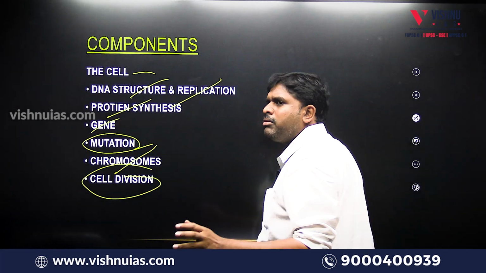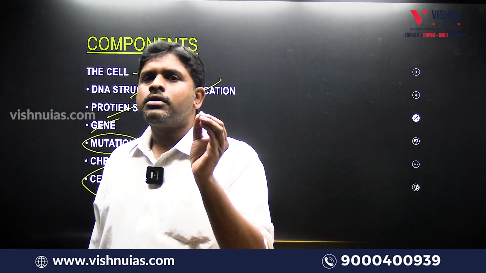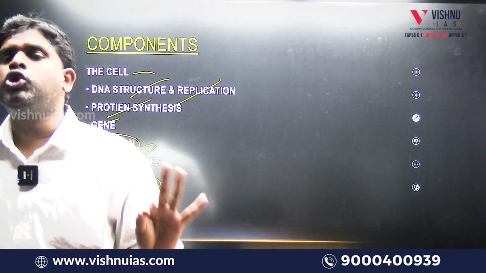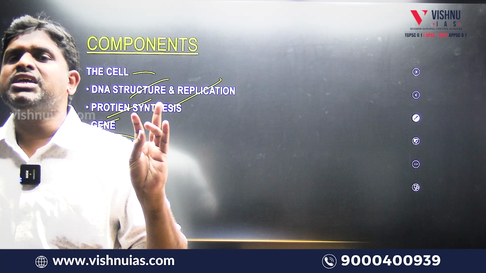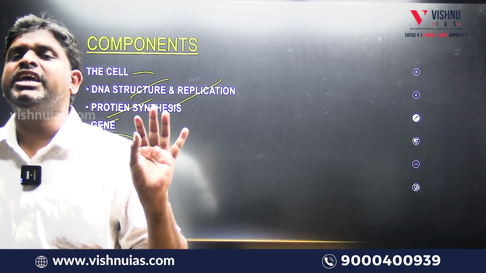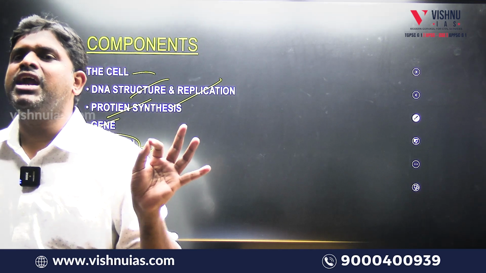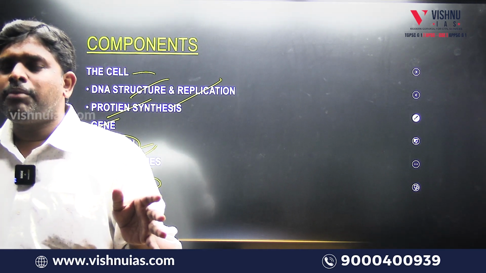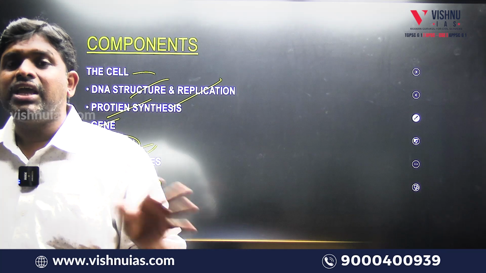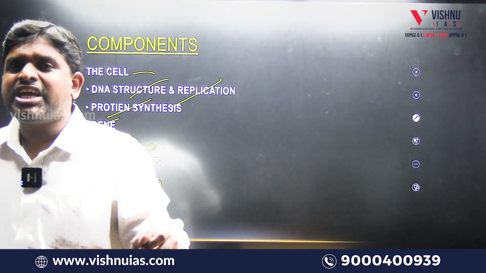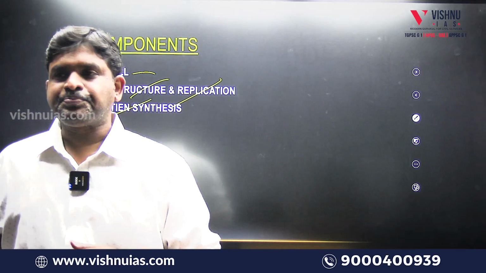What is mutation? Mutation is nothing but a change in the DNA. ATCG should be there, but in place of ATCG, it became ATTG. Means C became T. That change, that alteration, is called mutation.